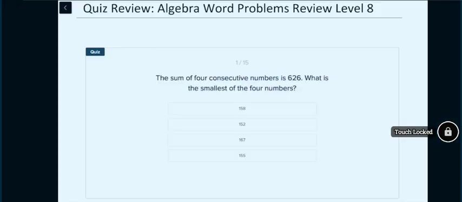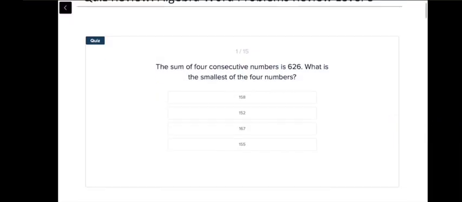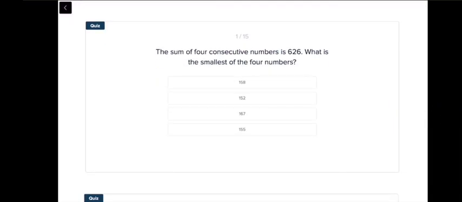So let's go ahead and take a look at how to do the questions from the quiz in the algebra word problem review lesson. In this first question, we have the sum of four consecutive numbers is 626. What is the smallest of the four numbers? So the key word here is consecutive. Consecutive means one after the other.